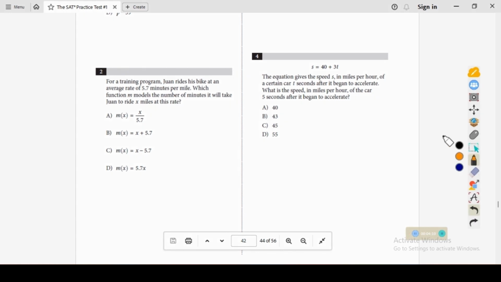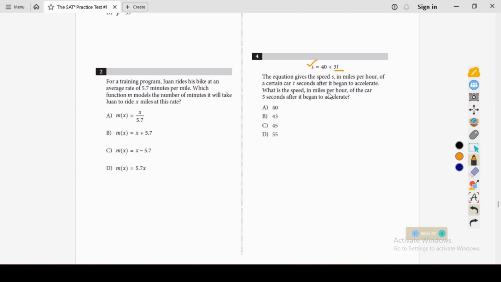In question number 4, S equals 40 plus 3t. The equation gives the speed S in miles per hour. It means S represents the speed in miles per hour of a certain car t seconds after it begins to accelerate. So after t seconds, the car begins to accelerate.